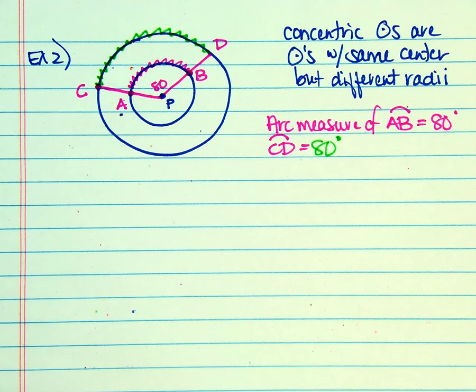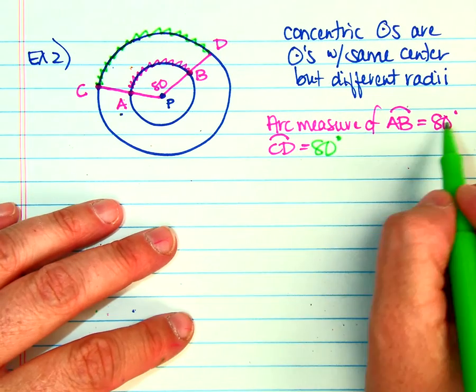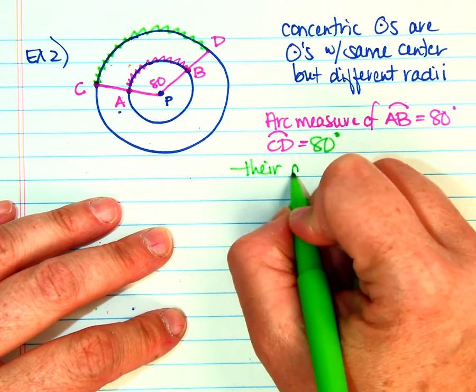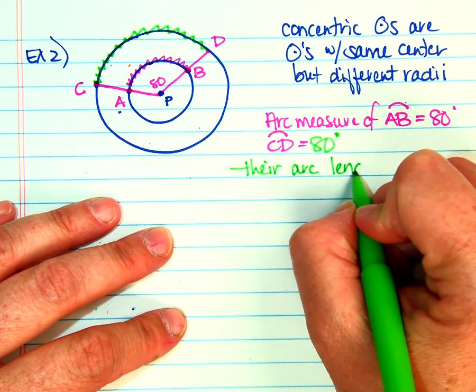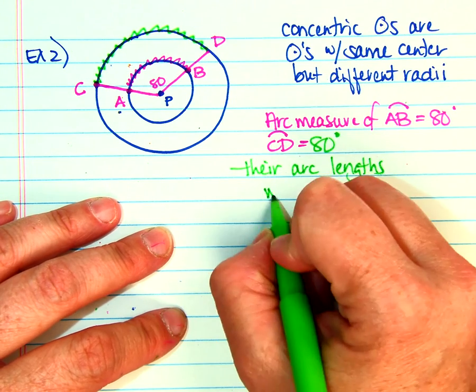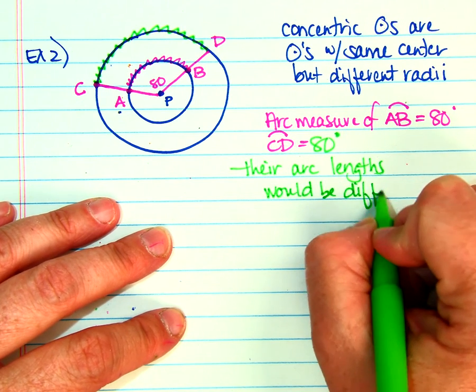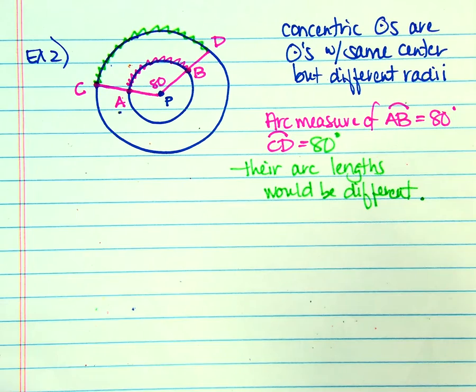Do not confuse the arc measure with the arc length. Okay, so arc measure is going to be the same. Their arc lengths would be different. Okay, and we've already talked about arc length a couple units ago.